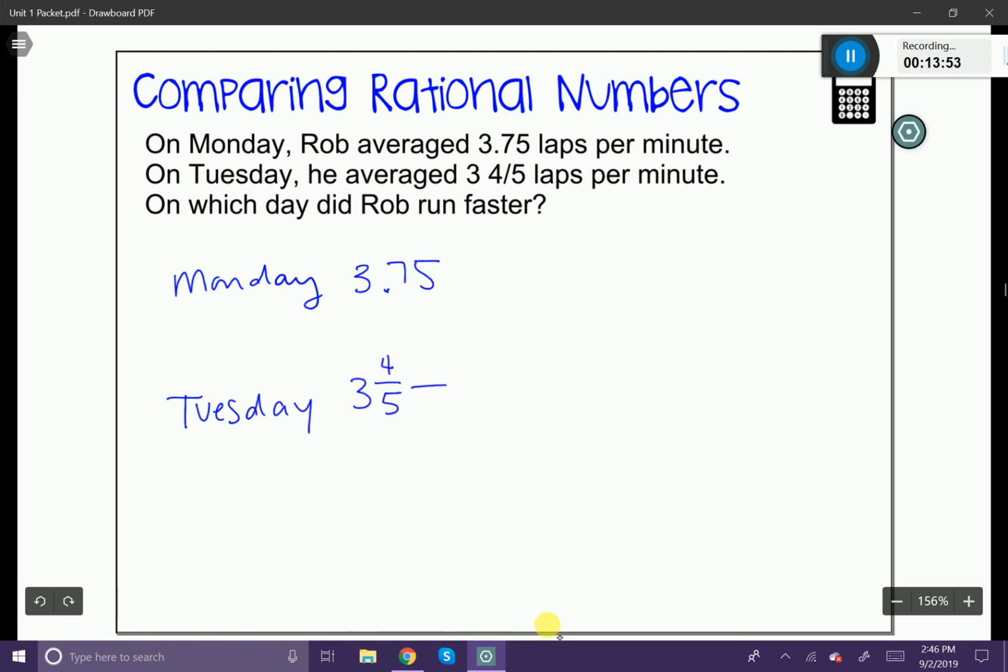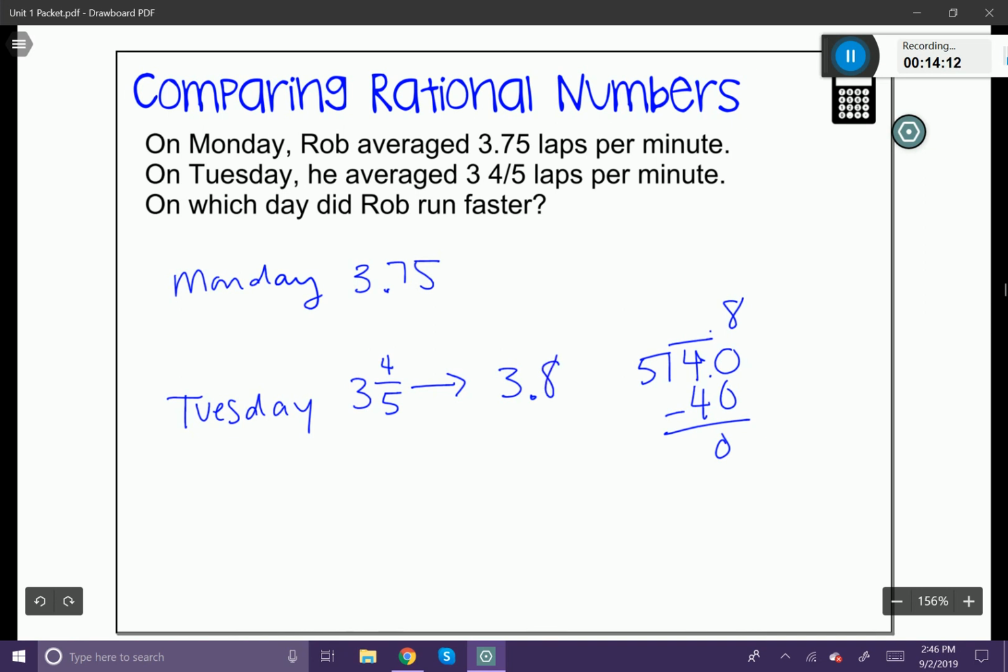So we know that this number is going to be 3 point something. So the 4/5 part is the part where you have to do the math. So 4 divided by 5. I'm going to go ahead and add my decimal. 5 goes into 40 8 times. Oh, that's awesome. Remainder 0. So it's going to be 3.8.